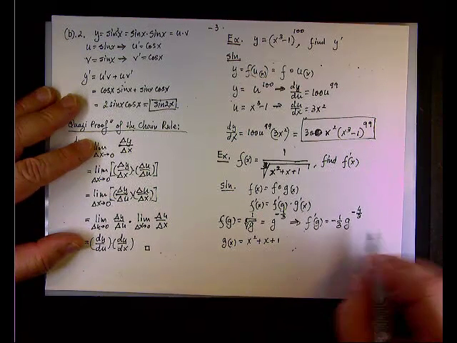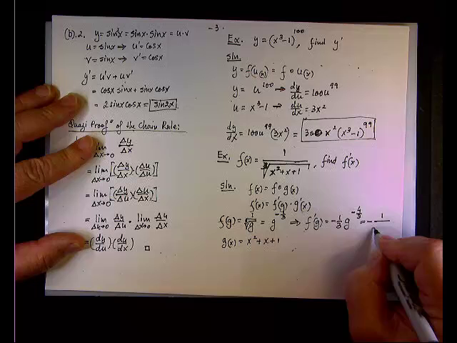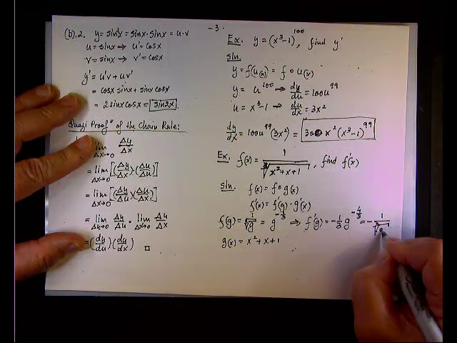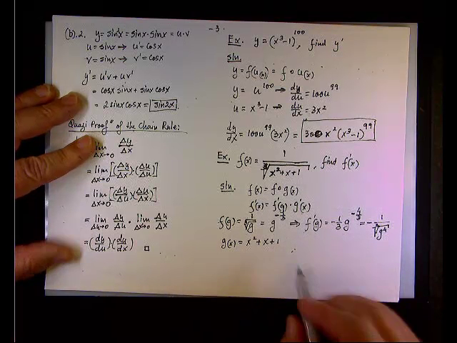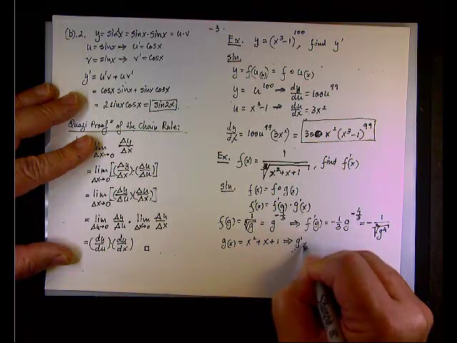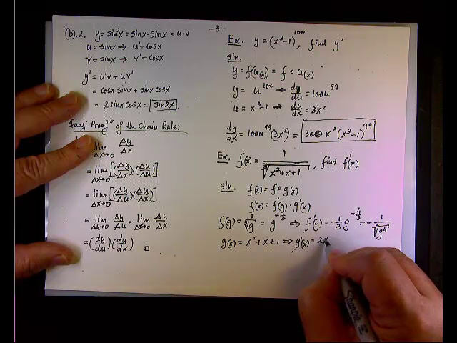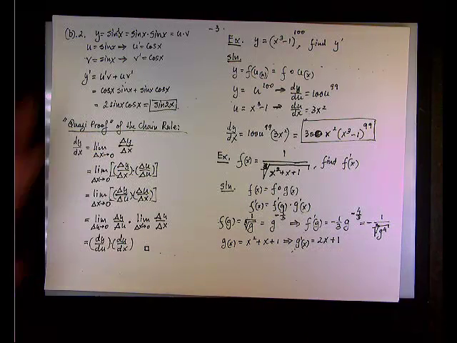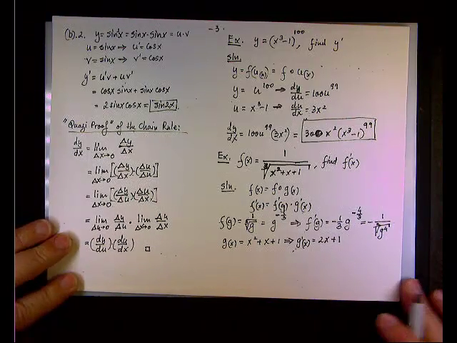And bring it back to radical notation, then it will be negative 1 over the cube root of g to the 4th. So this will be f prime of g. On the other hand, this one is a piece of cake. g prime of x is going to be simply 2x plus 1. So basically you need to multiply these two to get the result.